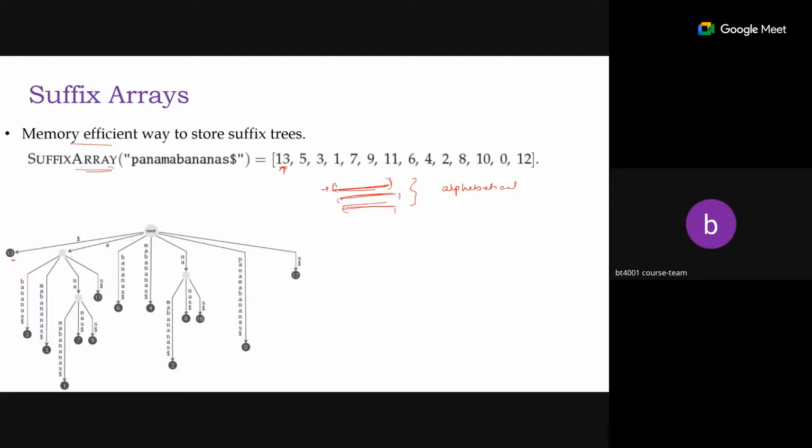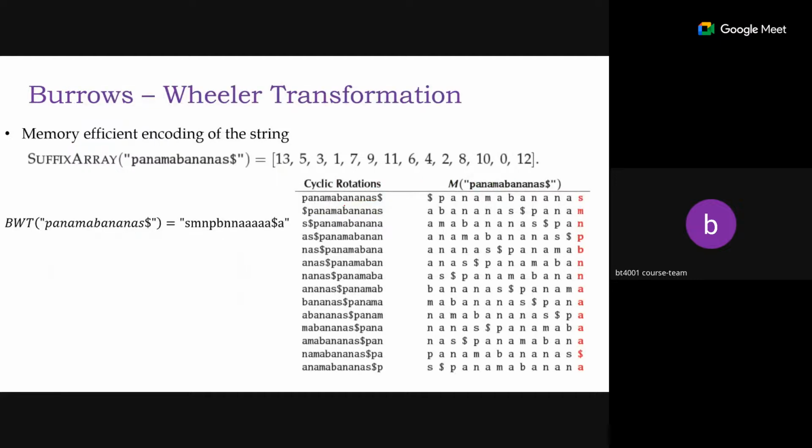That is how we construct the suffix array. That way we constructed this suffix array for the string. This suffix array actually encodes only the suffixes, not the entire string. So we look into the Burrows-Wheeler transform.